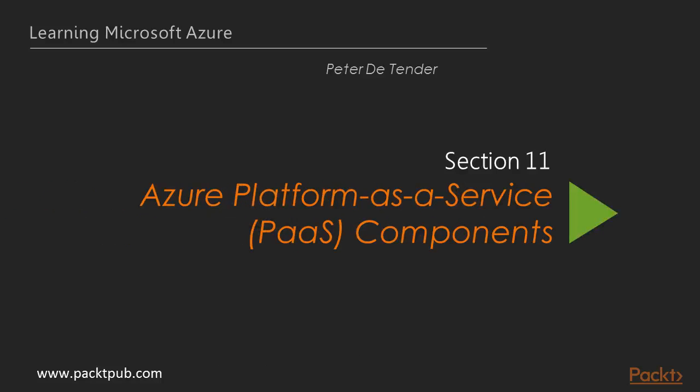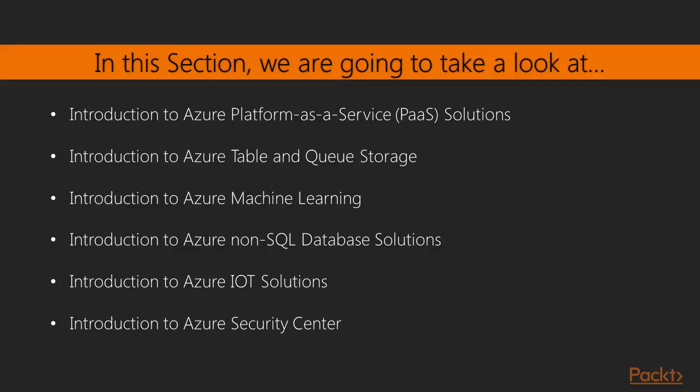We ended up at Volume 3, Section 3, which is all about Azure Platform as a Service. In this section, we're going to take a look at the different Platform as a Service, or PaaS components, out of Azure, starting with an introduction to Azure Platform Solutions, followed by a couple of different videos.